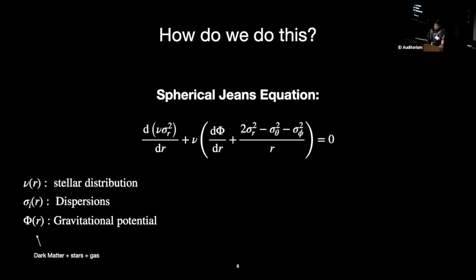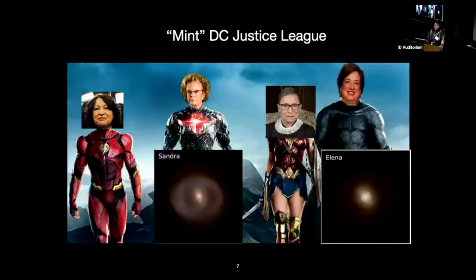And so that's why I wanted to look at the dwarf galaxies in the Mint DC Justice League simulation. These dwarf galaxies, as they've been orbiting around their main halo, have interacted with other dwarf galaxies as well as their main halo. And looking at them, I know that they're not spherical, and I know that they're not in equilibrium. And so the spherical Jeans equation really shouldn't hold.